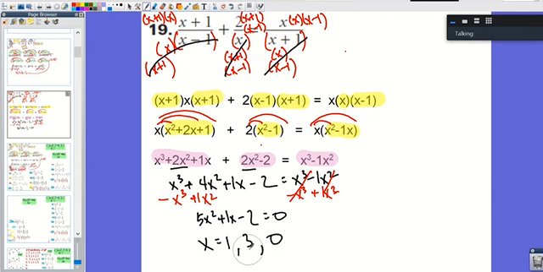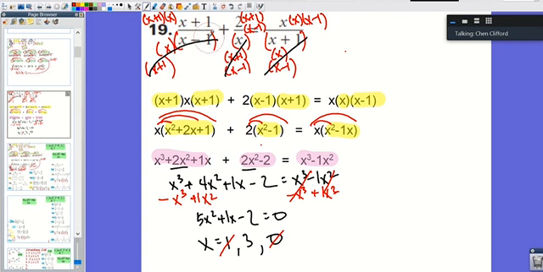Now, 1 is a non-viable solution. 1 does not work as a solution. 3 and 0 will work as a solution. Why is that? How come I cross off 1? Look what happens if I plug in 1 into the original equation in black here. Look what happens when I plug in 1. Actually, I got to cross off 0 also. What happens when I plug in 1?